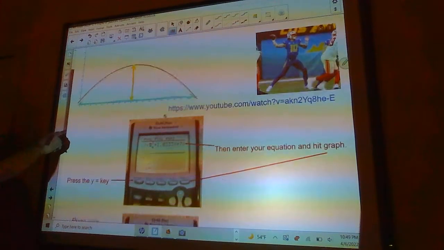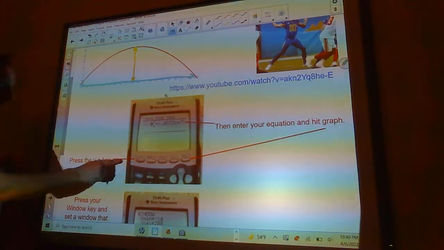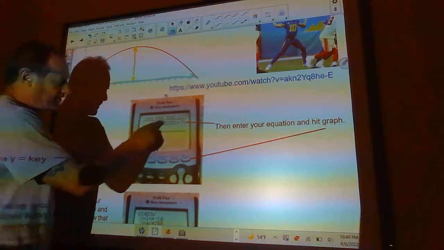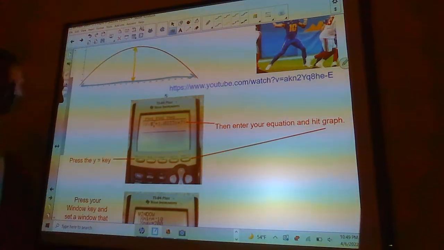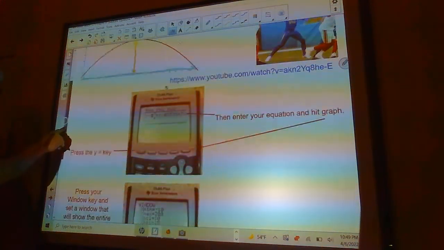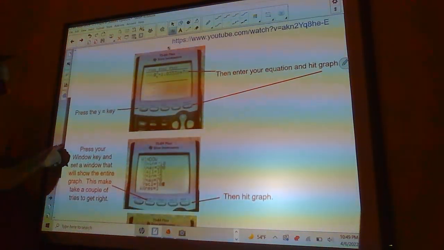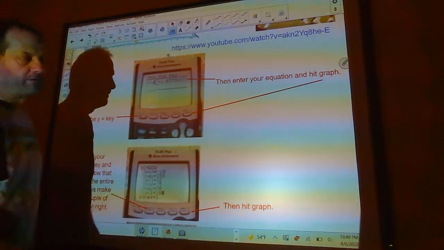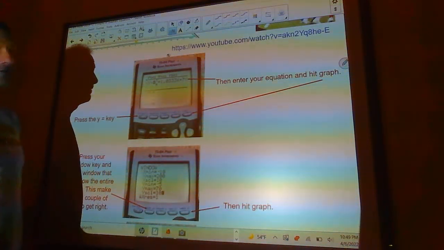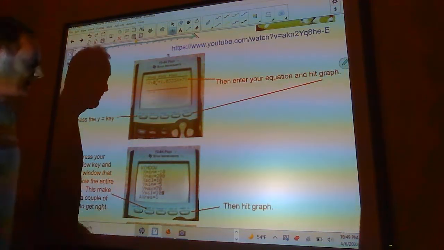So I press the y equals key right here, brings up this screen. I enter that equation right in here, okay? And then I hit the graph button. All right, now here's the thing. Depending on what window I have in here, I might not have a very good picture of the graph. It may not even show up.